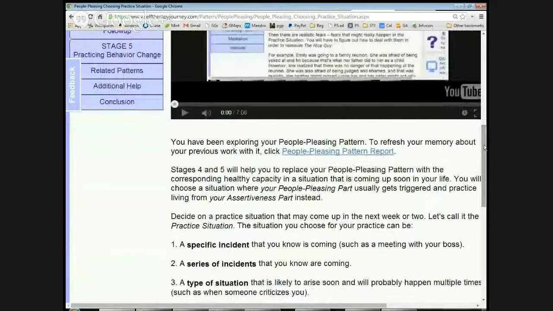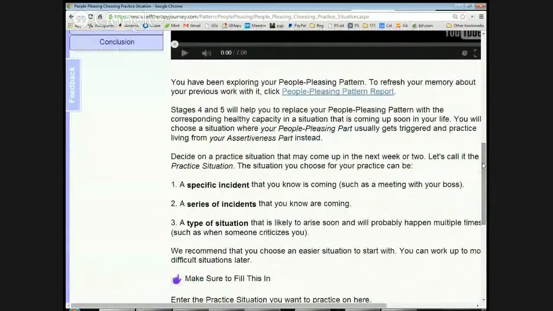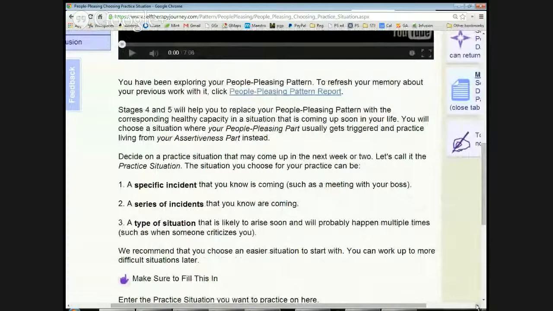So on this page, what you're going to do, in preparation for stage 5, by the way, you're actually going to do a homework practice, or you're going to set up a homework practice. You're going to do it in your life. You're going to set up a homework practice where you practice being assertive instead of being a pleaser in a particular situation or type of situation that either you know is coming up in your life in the next week or 2, or you think is likely to come up.